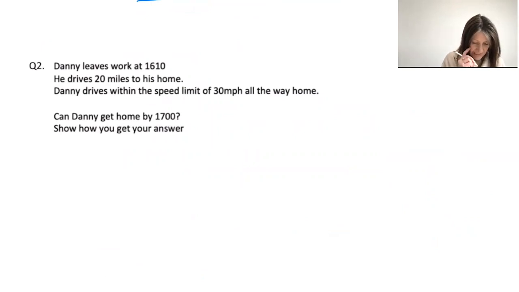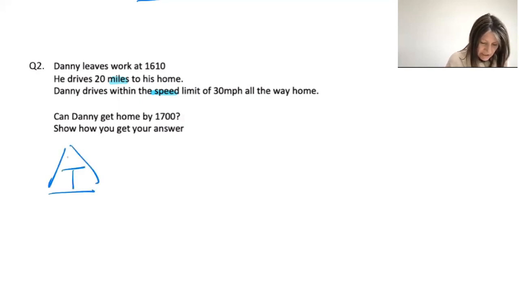Right, so we've got Danny leaves work at 4:10. He drives 20 miles home and has a speed limit of 30 miles all the way. So keywords here is speed. That's a really good one because that stands out as an actual word. The miles is my distance. There's even some reference to time as well. So it's a speed, distance, time question.